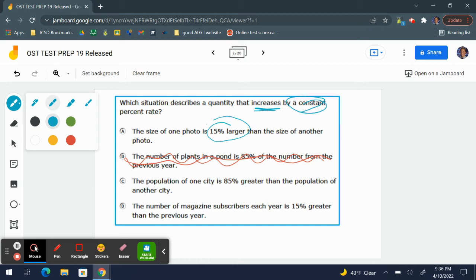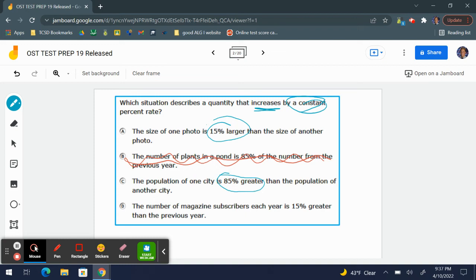C says the population of one city is 85% greater than the population of another city, which is growth. Obviously, we're getting 85% greater. However, again, we're in that weird comparison range where we're only comparing the population of one city versus another city. So it's not really that constant percent rate that we're looking for, probably.